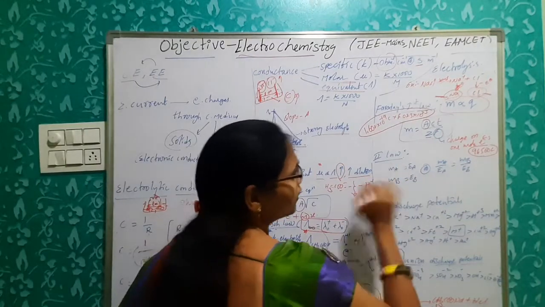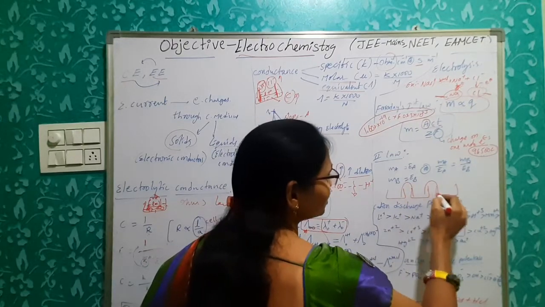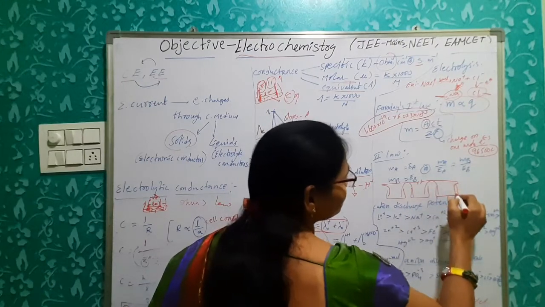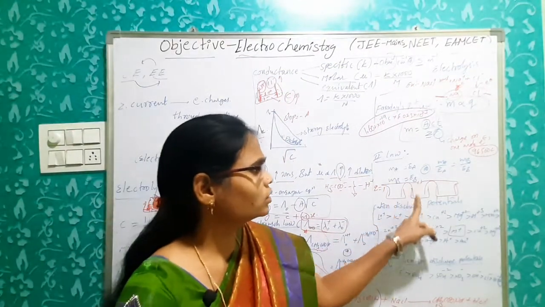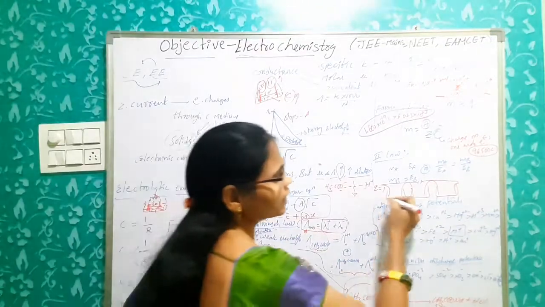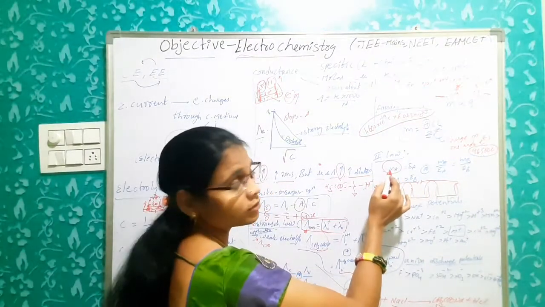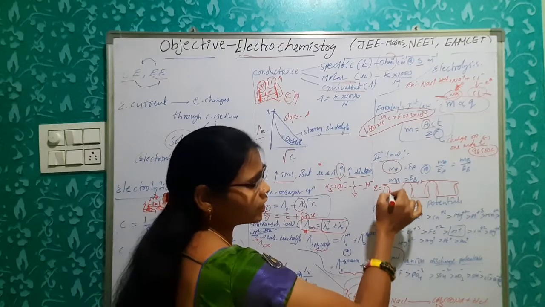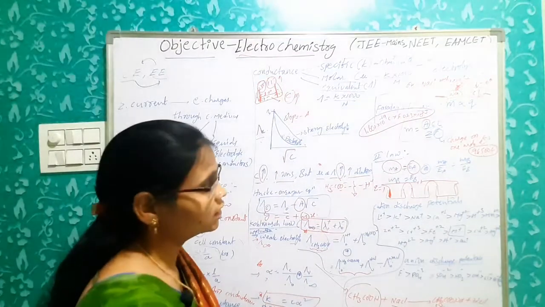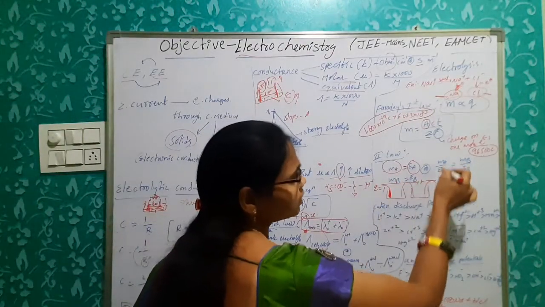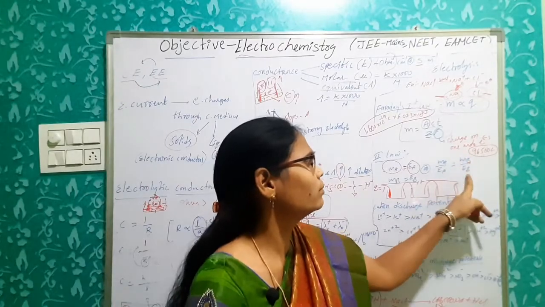Faraday's second law: if two or more electrolytic cells are connected in series, and the same quantity of electricity is passed through the different cells, then the mass of substance deposited, liberated or dissolved at the respective electrode is proportional to its equivalent weight. So also its ratio: Ma/Ea = Mb/Eb.